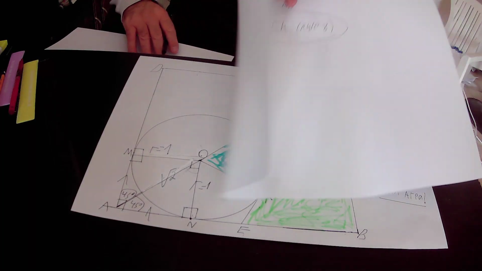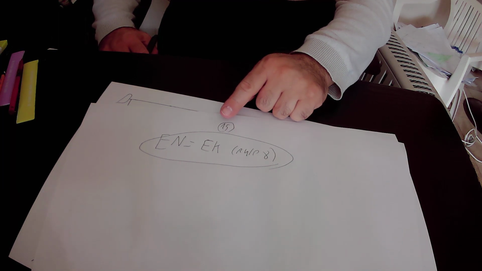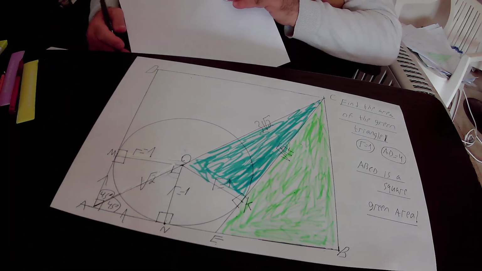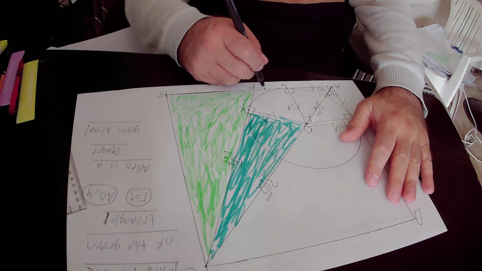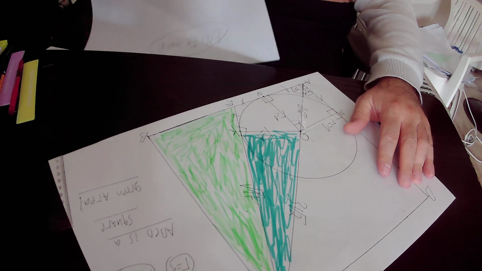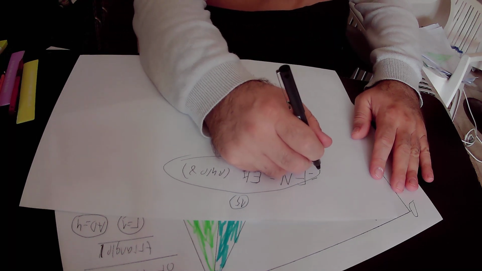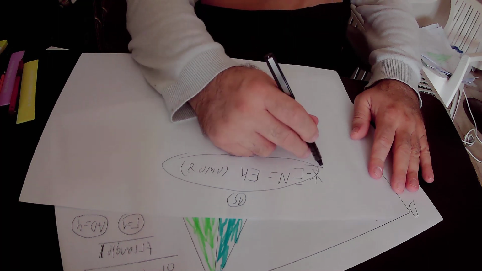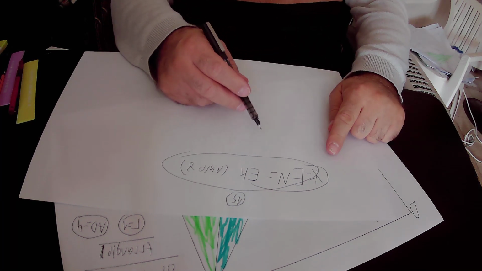Okay, so according to rule number 8, the length of the two tangents will be equal to each other. That is to say, EN equals EK. If we define EN as x, then EK will also be equal to x, because they are equal to each other. So here we get that EN equals x and EK equals x. From here we can derive that EK also equals x.